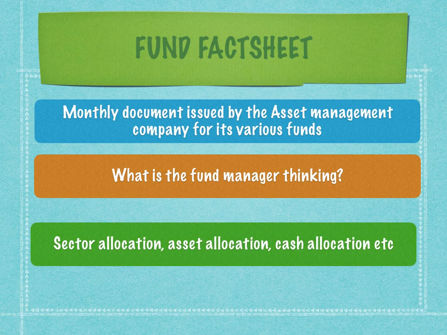The fund fact sheet also will tell us what the sector allocations are. Is the fund manager investing in IT? Is he increasing the investment in banking? Has he decreased the investment in manufacturing? It will also talk about asset allocations. Is the fund manager reducing the exposure to equities and increasing the exposure to other assets like fixed income? What is the allocation to cash?